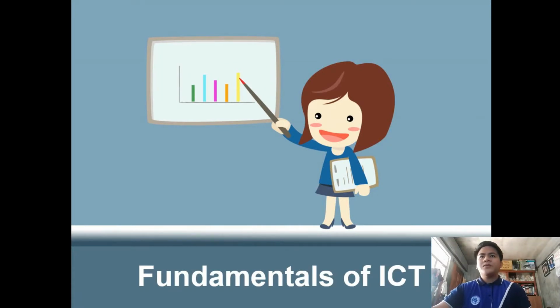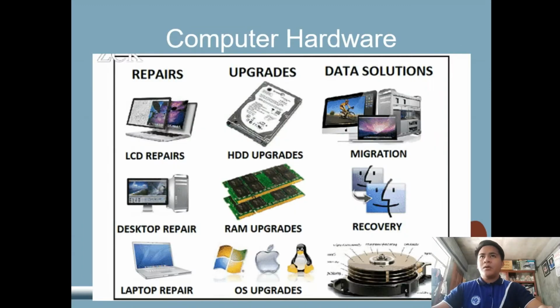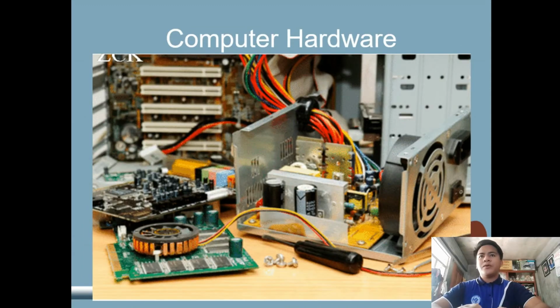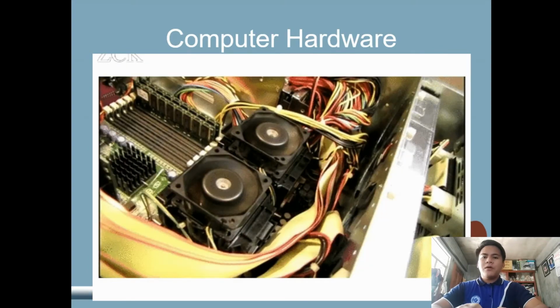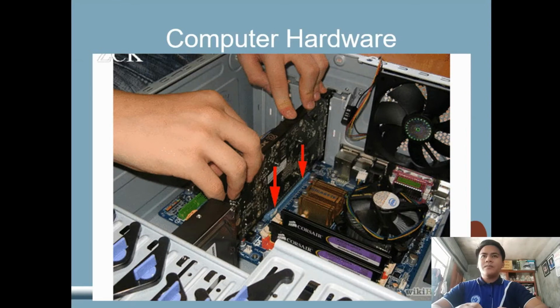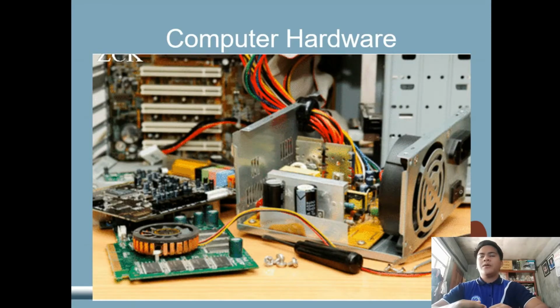Okay, in order for us to start our discussion, let's have first a short review about the lesson that we have learned on the week number 4. So on the week number 4, we have learned about the computer hardware or the different computer hardware. Always remember that the computer hardware are the different parts of a computer. So it can be monitor, mouse, and other computer hardware peripherals.